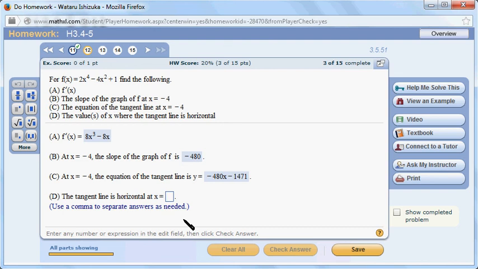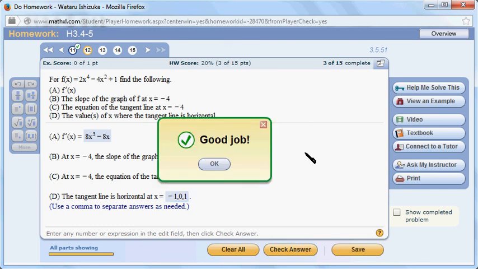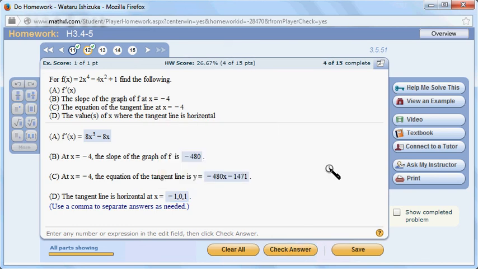All right, it's going to be negative 1 or 0 or positive 1. All right, let's check the answer. All right, that's that. All right, that's it. I hope that this was clear.